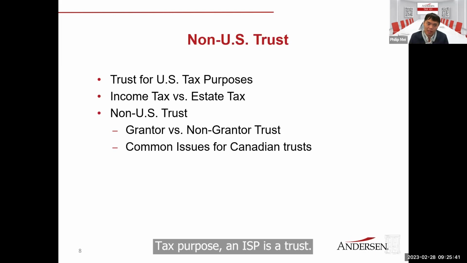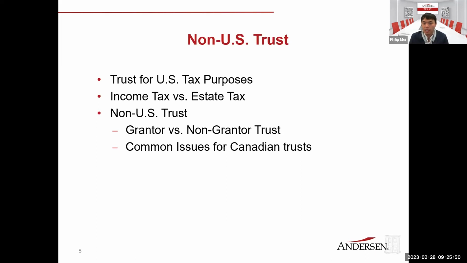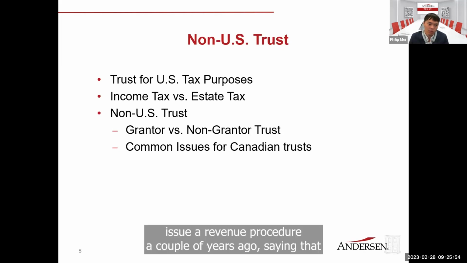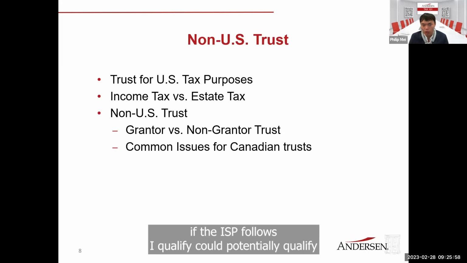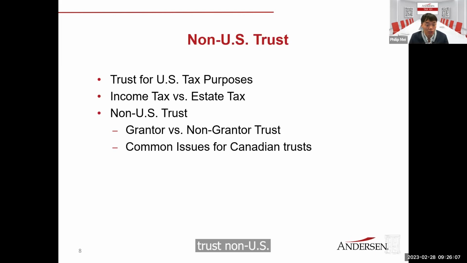An RESP is a trust, with the parents contributing assets to the plan and acting as the trustee, mostly for the benefit of their children. However, the IRS issued a revenue procedure a couple of years ago saying that if the RESP follows certain conditions, it could potentially qualify for an exemption from filing the 3520 and 3520A, the US reporting requirements related to non-US trusts.